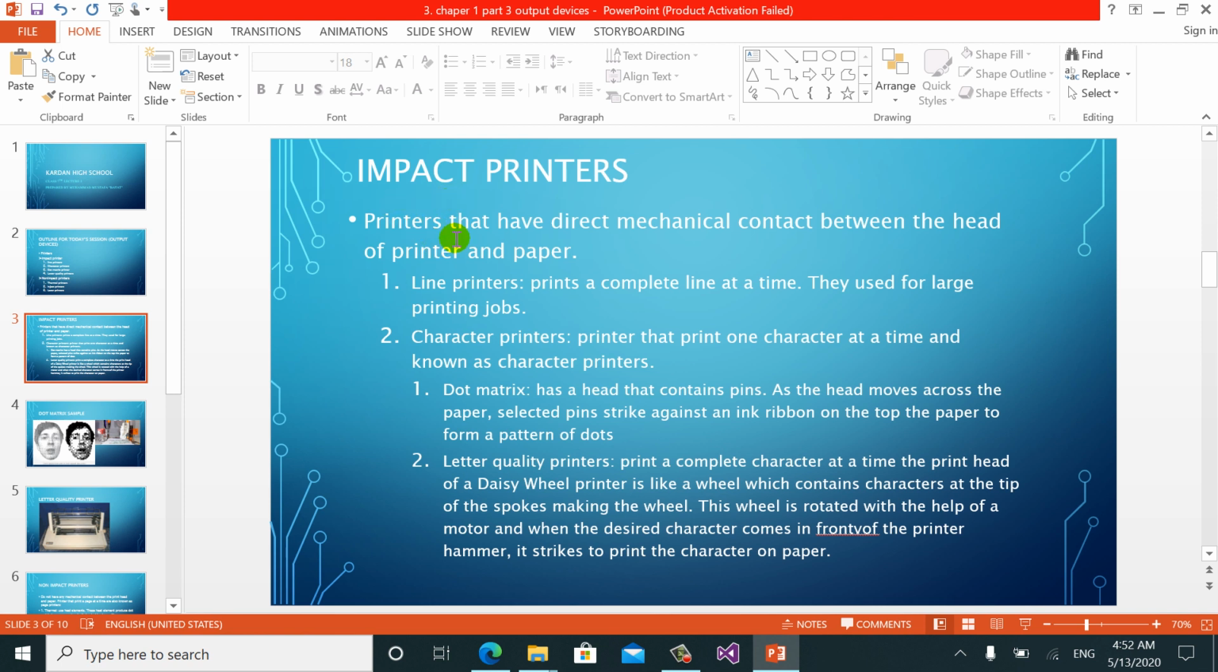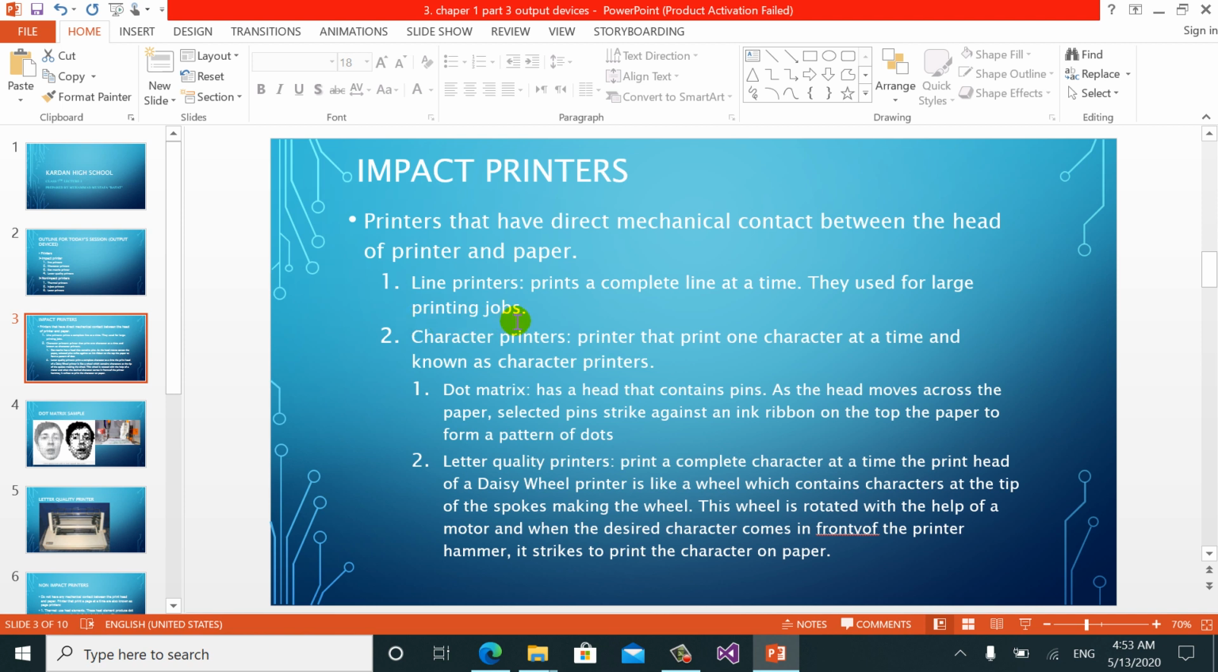Impact printers have a direct mechanical contact between the head of the printer and the paper. It means when we want to print something, the head of these printers has direct contact with the paper. For example, in here we have line printers. As its name is clear, a line printer prints a complete line at a time. They are used for large printing jobs.